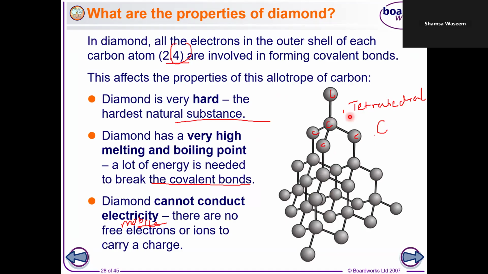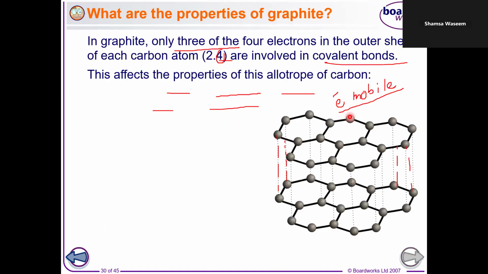So these are a few physical properties of diamond, which is an allotrope of carbon. It has a tetrahedral structure. What is the similarity between diamond and sand? They both are tetrahedral. What is the difference? Sand is a compound, while diamond is an element, an allotrope of carbon, which contains the same type of atoms.